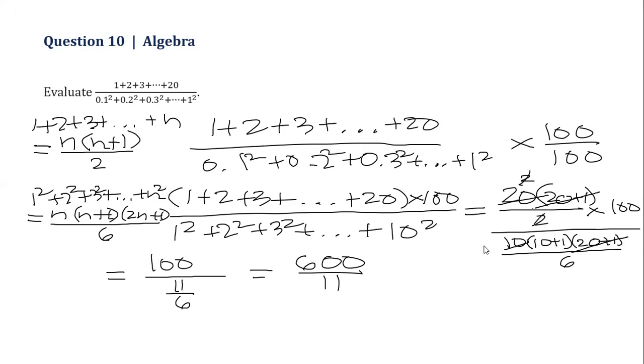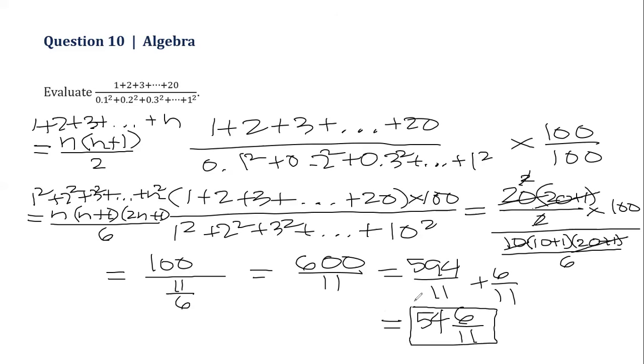But I think the answer key prefers a whole number. So what we're going to do is this. And 594 divided by 11, if you're going to divide that, you should get 54. So this is the answer.